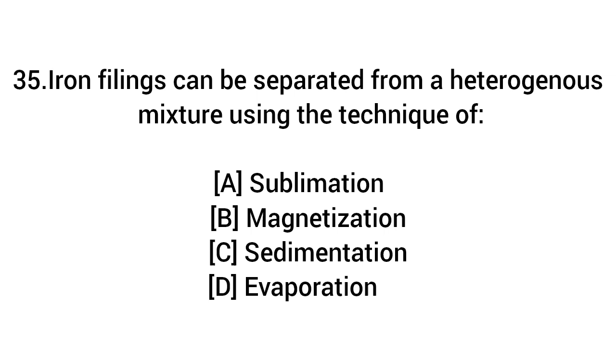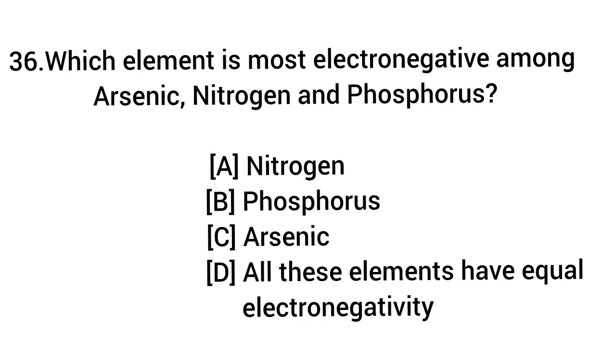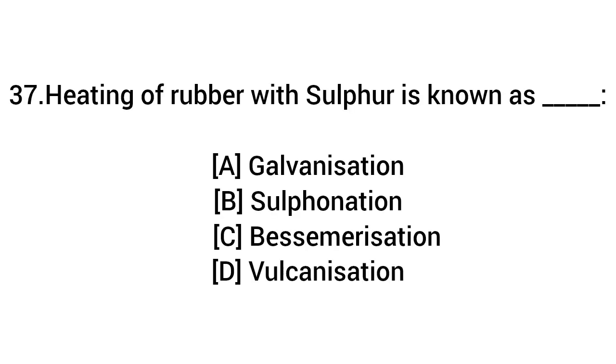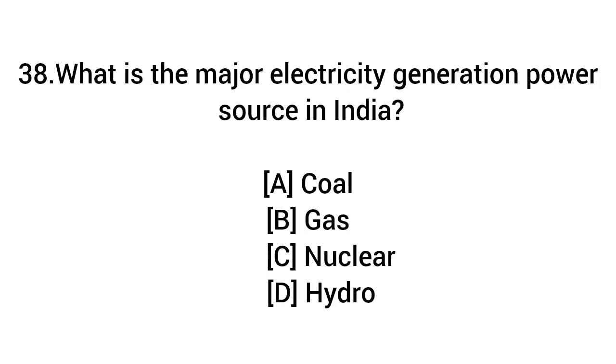Iron filings can be separated from a heterogeneous mixture using the technique of, and the correct option is option B. Which element is most electronegative among arsenic, nitrogen and phosphorus? And the correct option is option A. Heating of rubber with sulfur is known as, and the correct option is option D. What is the major electricity generation power source in India? And the correct option is option A.